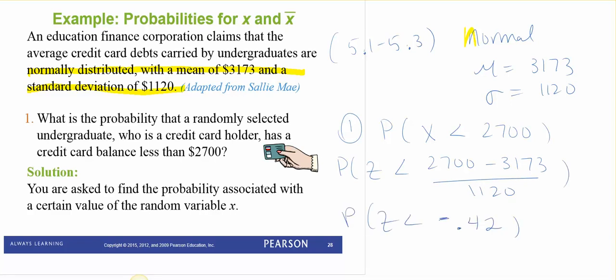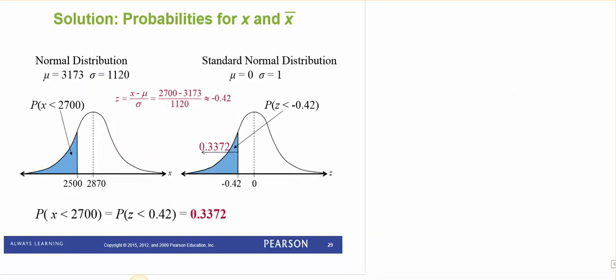So we get a z-score of negative 0.42. Since this is less than, that's the area that's on our table. We look up this value on our table, and we get what? Roughly 0.3372. And this is the probability of randomly selecting one graduate that would have a credit card balance less than 2,700. So on the next page, they show us the work.